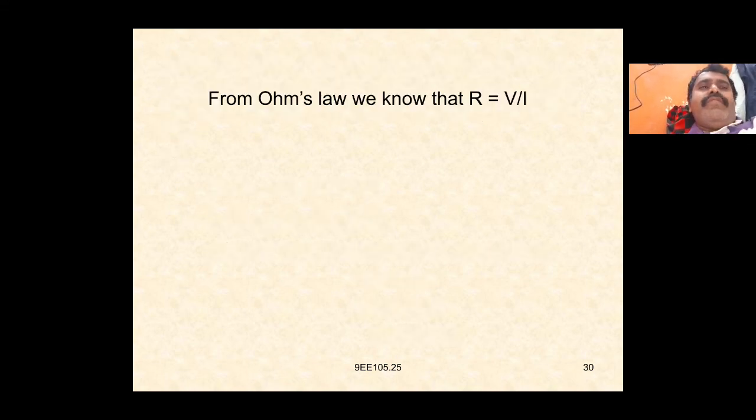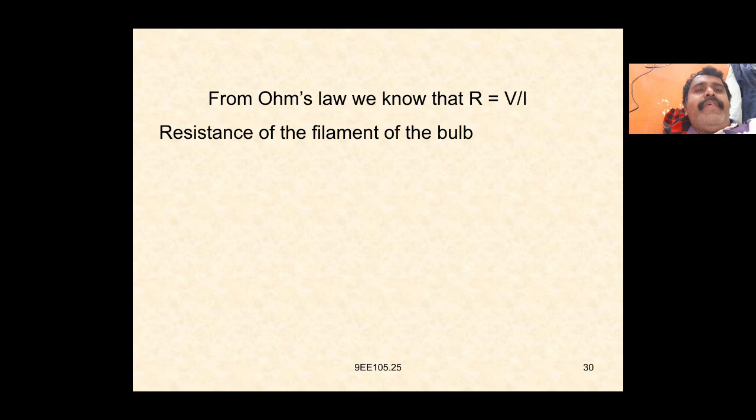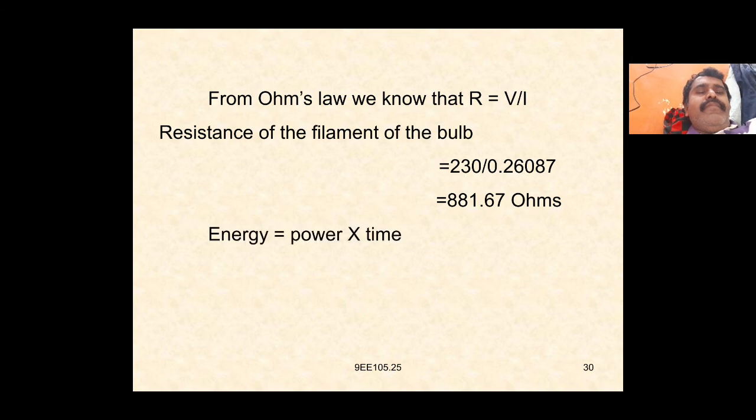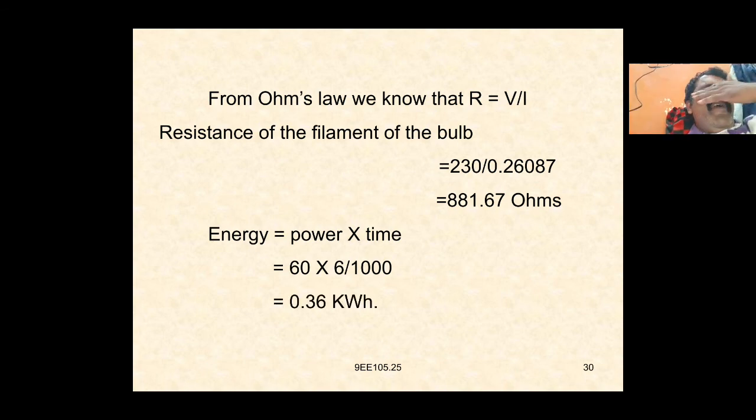So from Ohm's law we know that R is equal to V by I. Resistance of the filament of the bulb is equal to 230 by 0.26087, which is 881.67 ohms. Energy is equal to power into time, which is equal to 60 into 6 by 1000, which is 0.36 kilowatt hour.